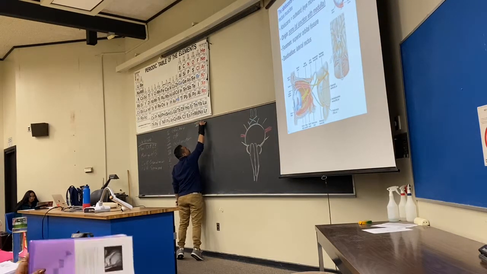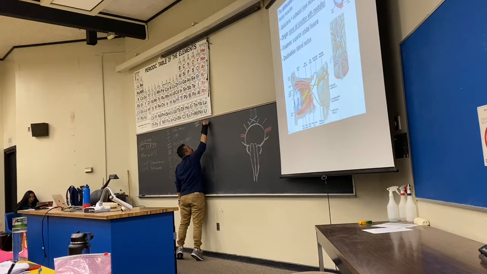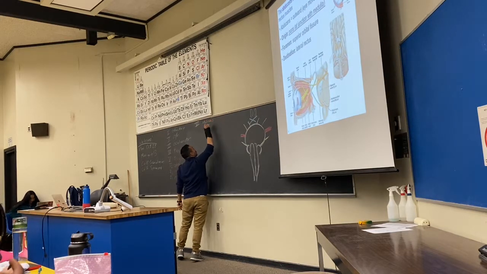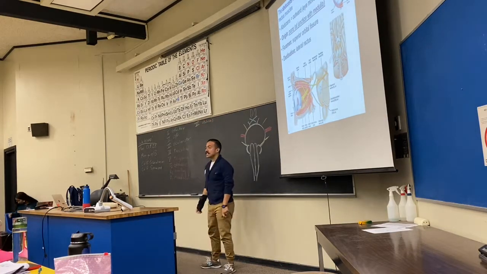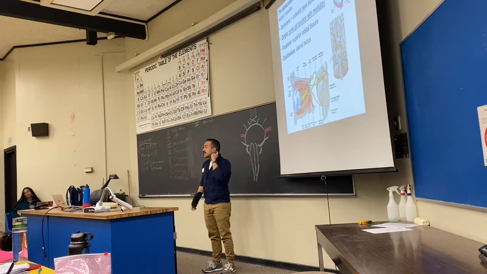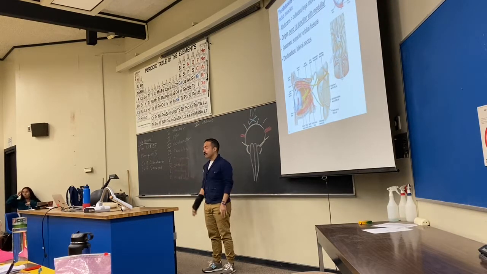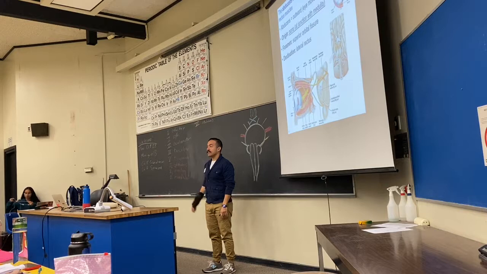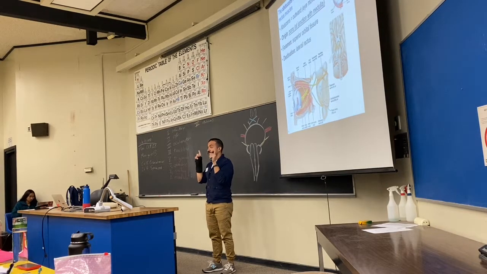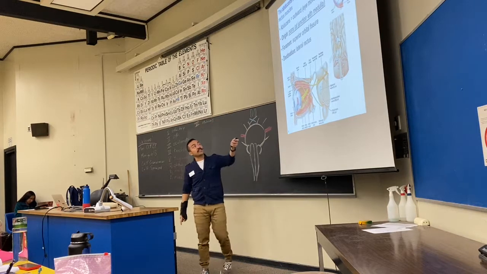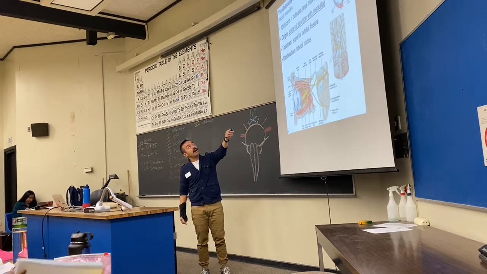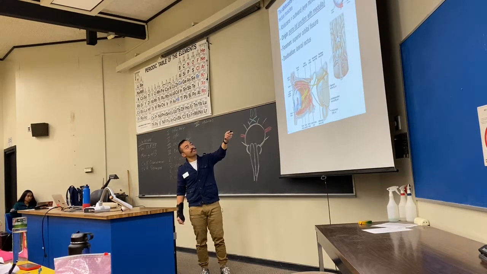Cranial nerve 6 is abducens. What does it mean to abduct? Go outwards. I'm abducting my arm right now, right? If you abduct your eyes, they go laterally. So it controls the lateral rectus.